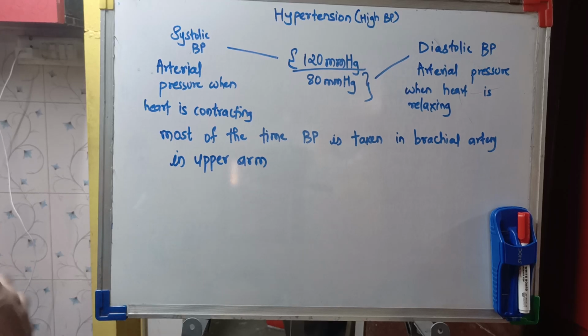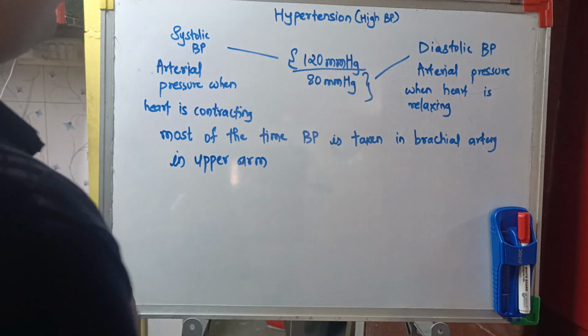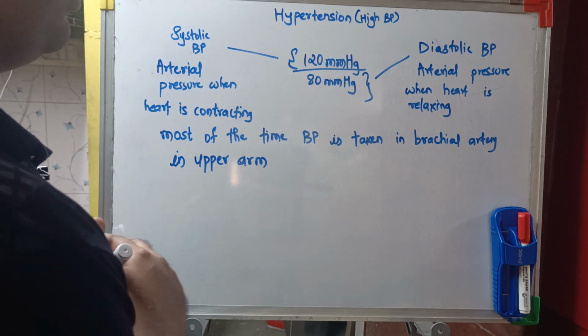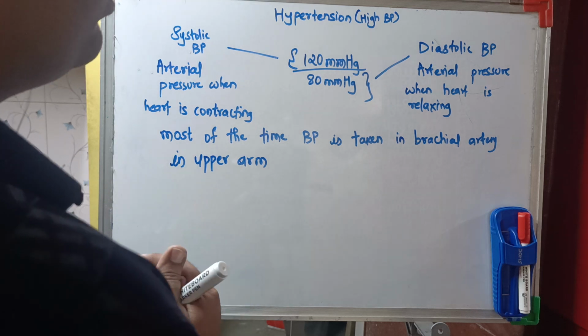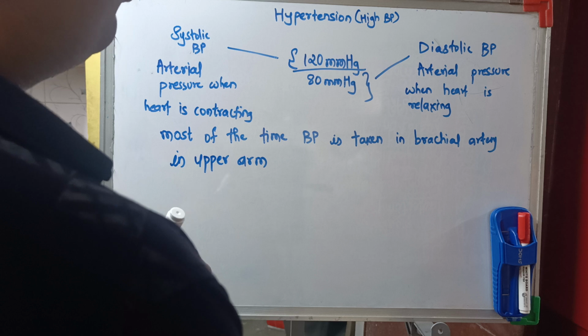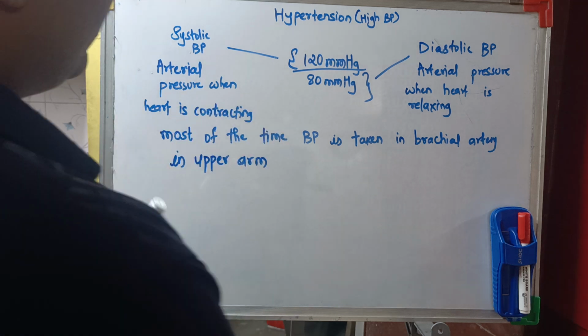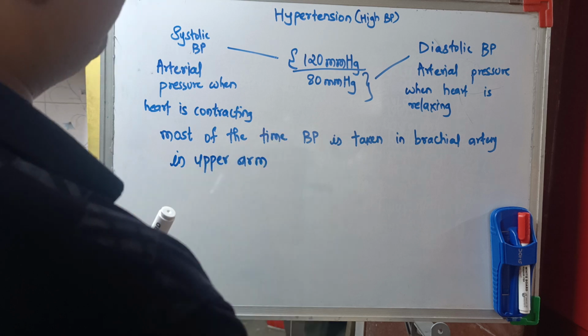Hi friends, today our topic is hypertension, which is high blood pressure. So what is high blood pressure? When the blood pressure in your arteries is greater than normal, which is elevated, it is termed as hypertension. So we will consider the normal blood pressure over here and see the values.